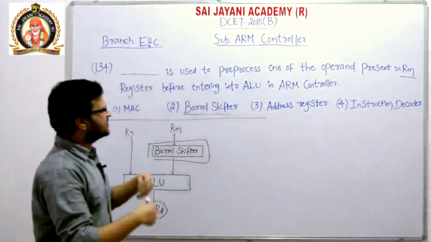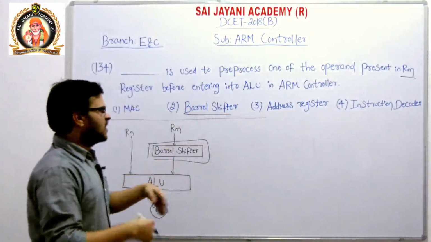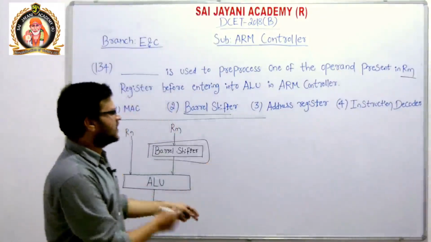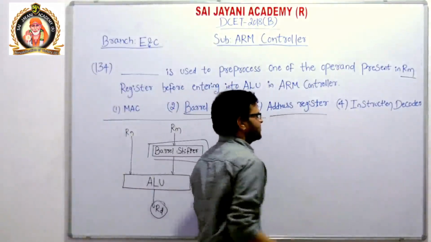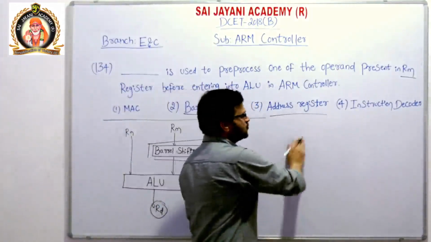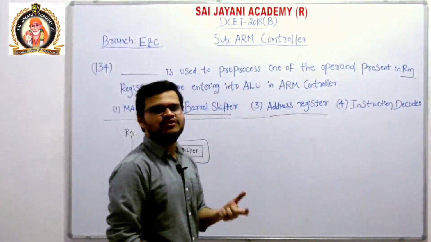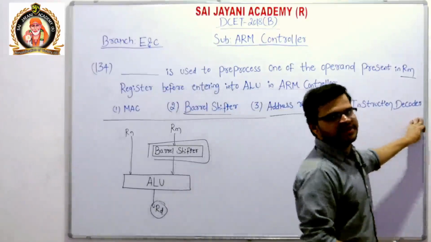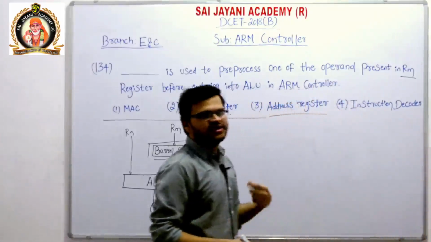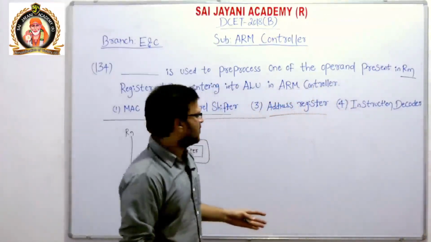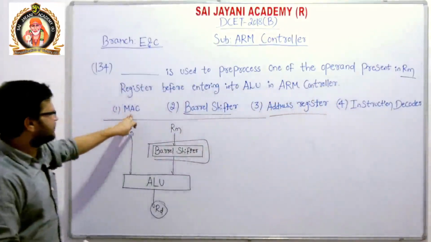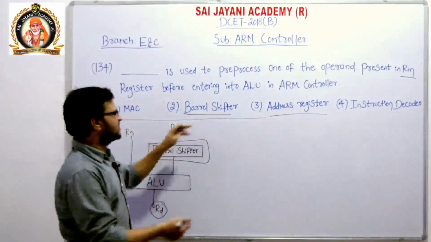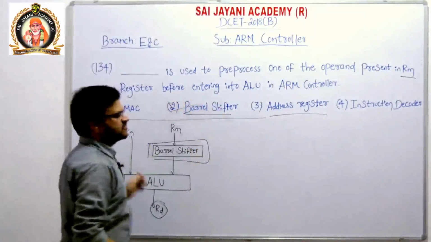The barrel shifter shifts the bits to the left or right by a specific number of positions. The address register is mainly used to hold the addresses for load and store instructions. The instruction decoder decodes the opcode or the mnemonic from the memory. And the MAC is used for general purpose use. So the right option is barrel shifter for this question.